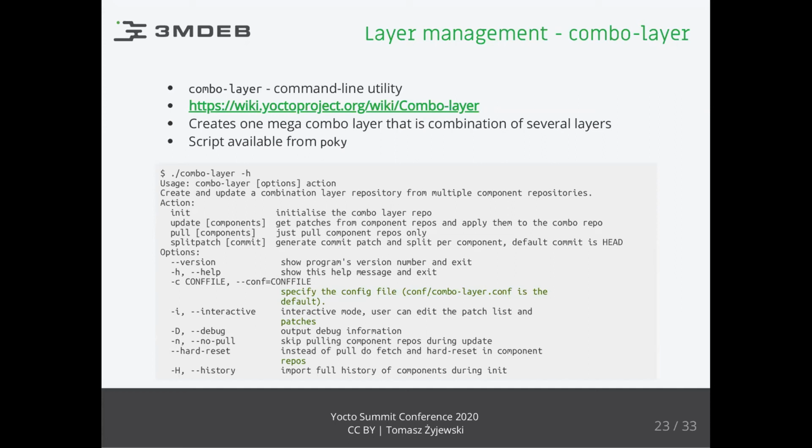So if we go into the Poky directory and then the scripts directory and run the combo layer with the -h flag, it will print the help of the combo layer, and as we can see, we can make some actions like init and update with the combo layer, which we will be using later with our project. They should initialize the combo layer repo and get patches from the component given in the configuration file.